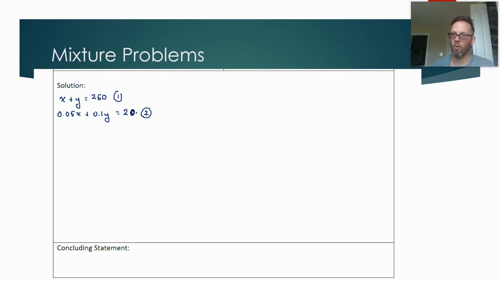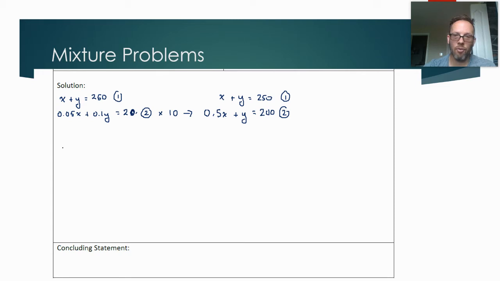What do you have to multiply equation 2 by in order to match it up with equation 1? If you multiply it by 10, for x, you get 0.5 times x. 10 times 0.1 is just y. And 10 times 20 is 200. That's just equation 2. And I can just rewrite equation 1, x plus y equals 250. So in my opinion, using elimination would be a good idea here. It wasn't hard to match the y's.